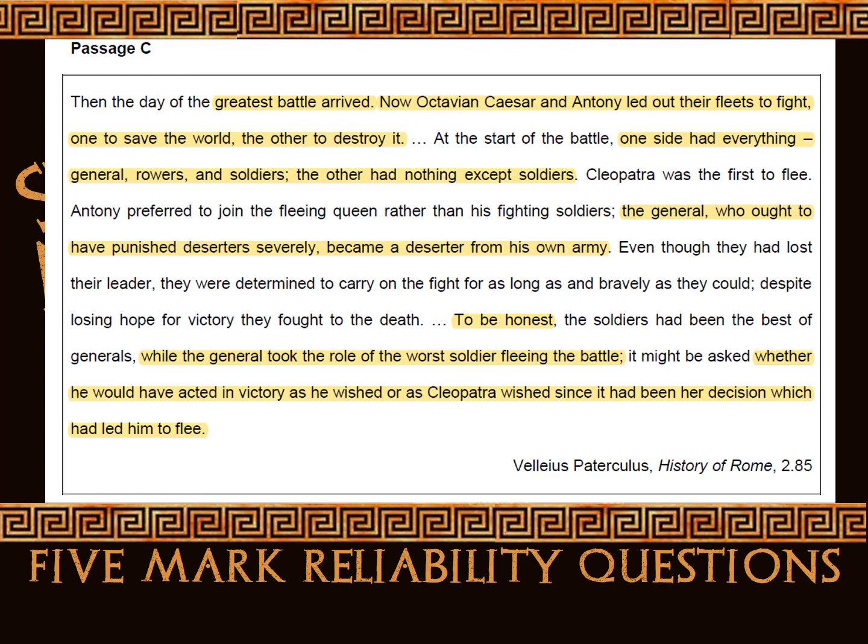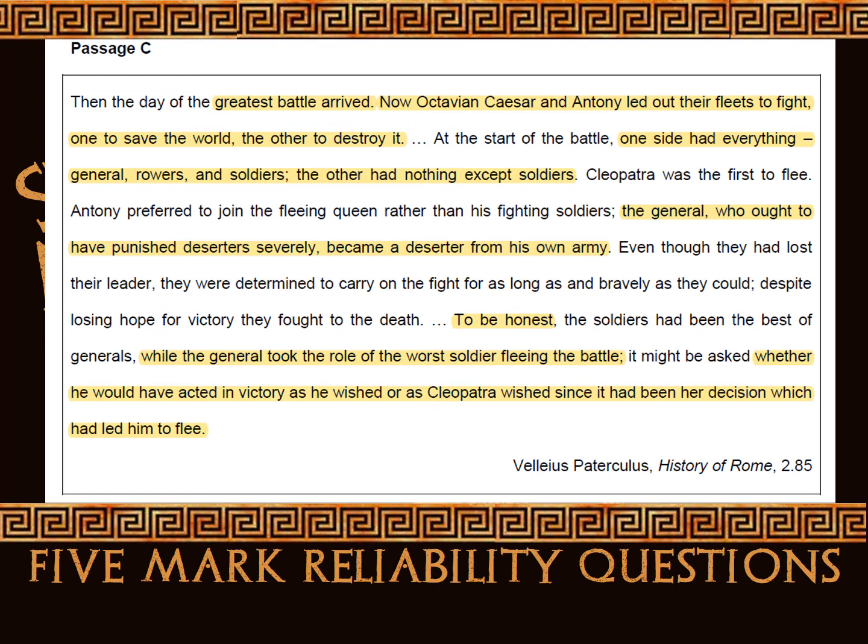Straight away, we can suggest there are problems with the objectivity of the description of this source. Then we get some more positive detail, one side having everything. We know Octavian's forces were significantly better prepared, and the other had nothing but soldiers. We see descriptions of, particularly in this case, Mark Antony, a very unfavourable description, which would suggest there's issues with the reliability of the description of these events.